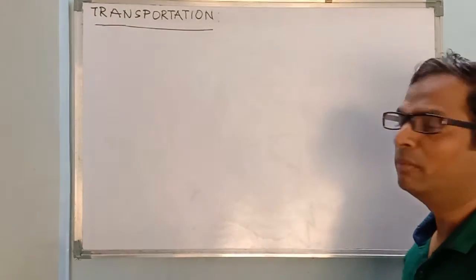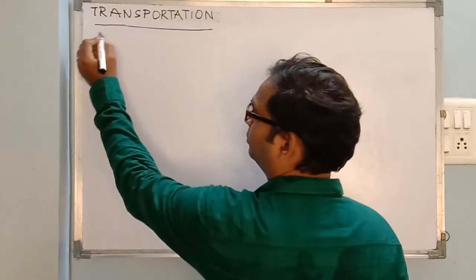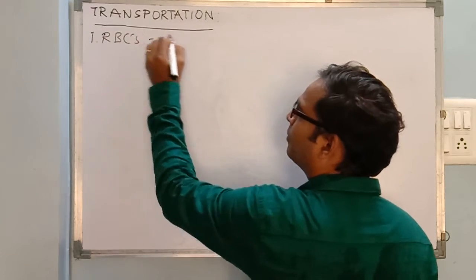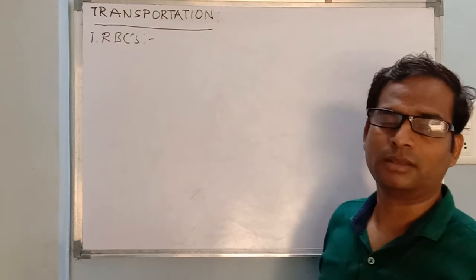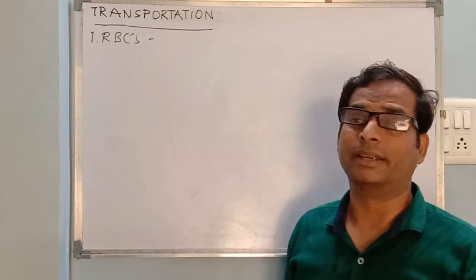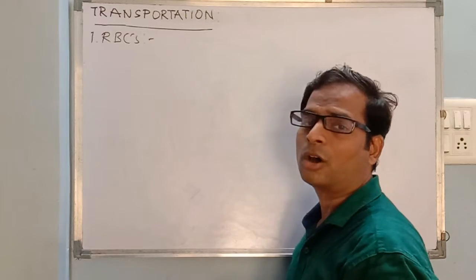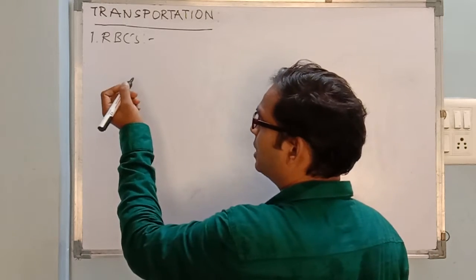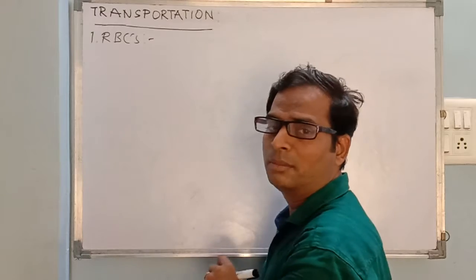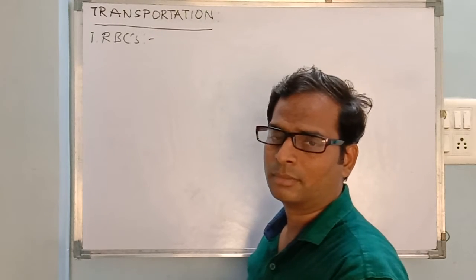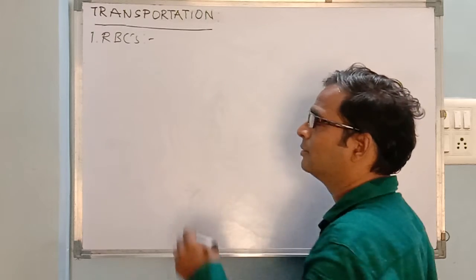Okay, so it's time now to start with the first one, RBCs. Technically, it is called erythrocytes, right? So RBCs or red blood corpuscles. These are the most abundant blood cells compared to these three types: RBCs, WBCs and platelets.